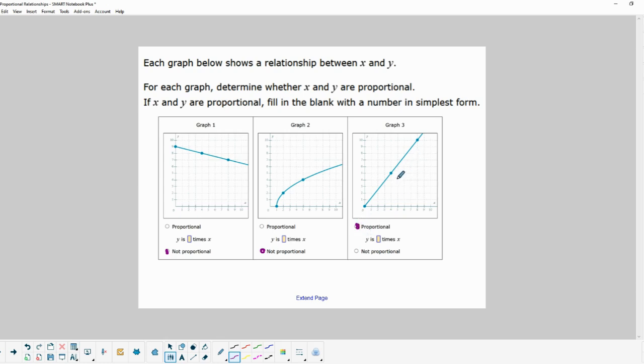So we're going to come up to our first known non-zero point. We notice that our x value is 4, our y value is 5. So y over x would be 5 over 4. So our constant of proportionality is 5/4, so our equation will be y equals 5/4 x. Very nice.